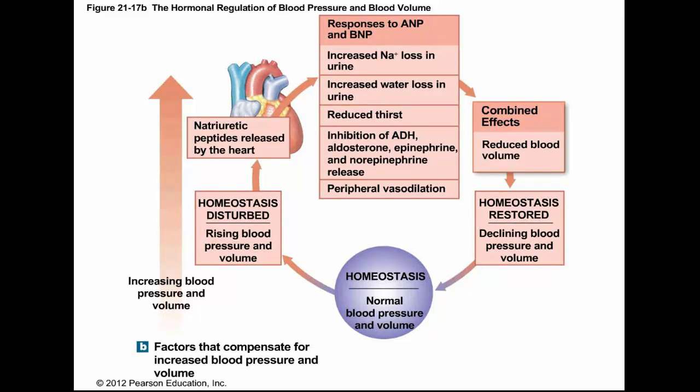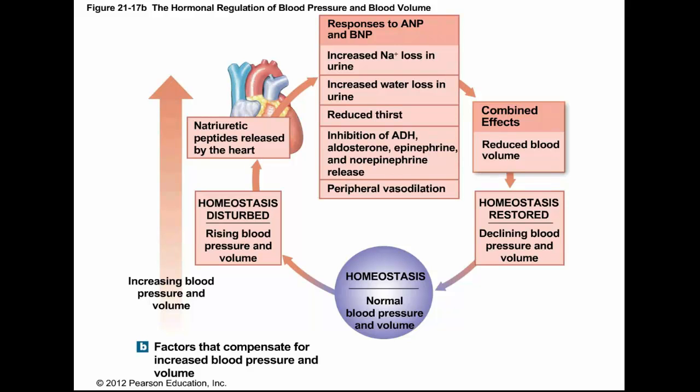Here we've got an increase in blood pressure and volume. If we start at normal blood pressure and then move to our little red arrow, which doesn't seem to be on this diagram, so we'll move it to where it says homeostasis is disturbed, we have a rise in blood pressure.